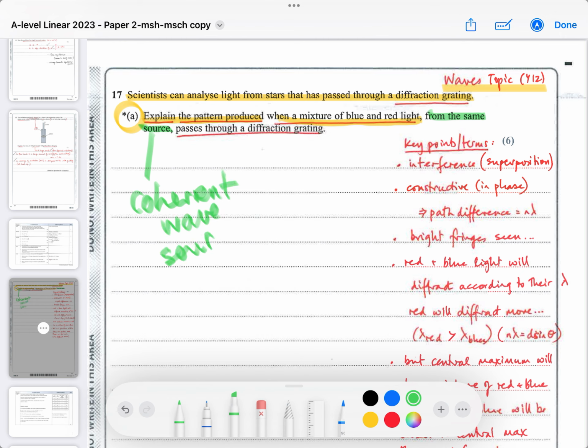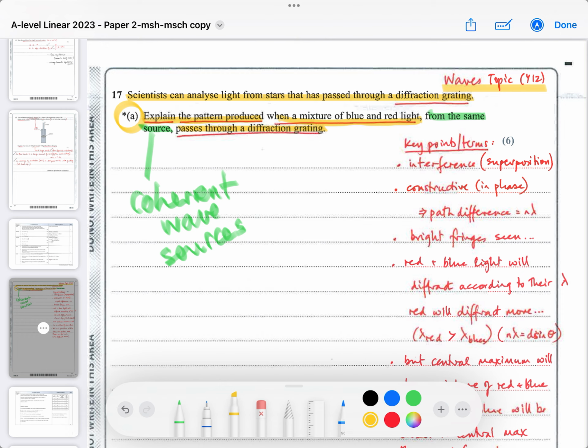Because no two wave sources with light will be coherent, because they're unique. Like everyone has fingerprints, each light source will be producing a different random creation of photonic energy. Okay, so this red and blue light from a single source passes through the diffraction grating together, and obviously red and blue light have different wavelengths, so it's going to affect what you see.